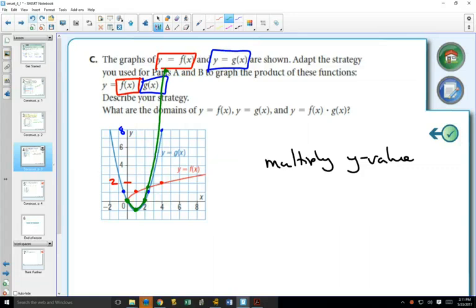In fact, it says, what are the domains of f of x? Well, the domain of f of x was x bigger than or equal to 0. The domain of g of x was everything. But now the domain of them multiplied together, it only makes sense when both of them exist. So it's only x is bigger than or equal to 0.